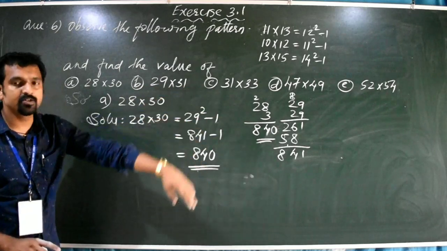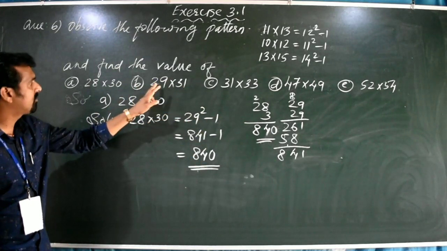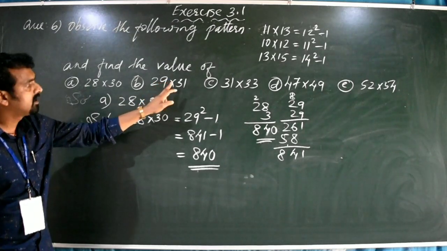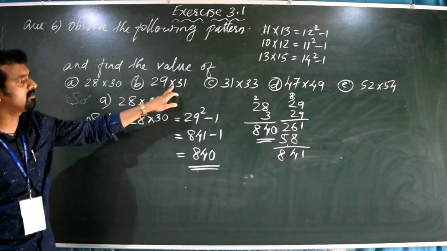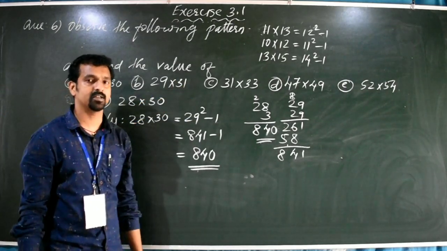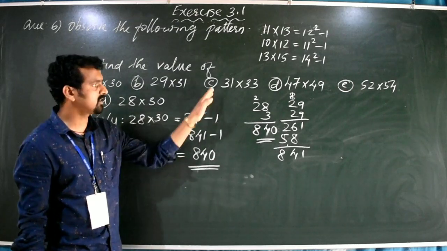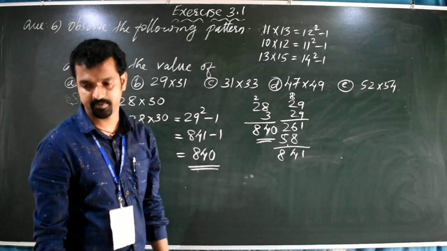I think you can do the remaining questions. Try it by yourself. Easy only. One more I will tell you: 29 into 31. In between that, which number is there? 30. So it will come 30 square minus 1. 30 square is 900, minus 1, it will come 899. In that same way, the remaining questions you can do. So please do it at home.